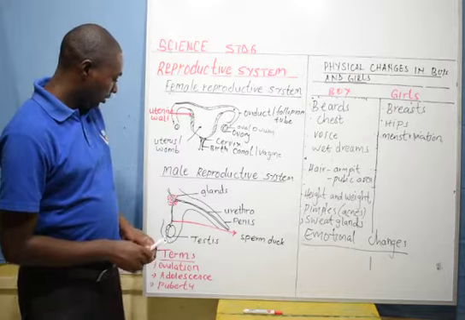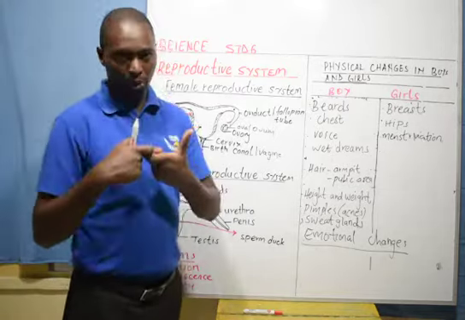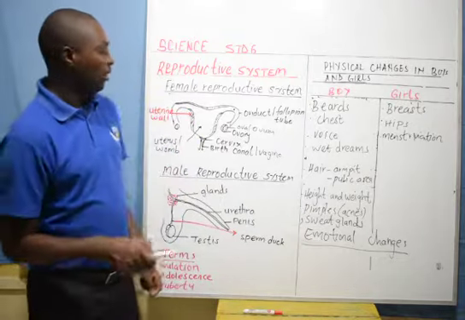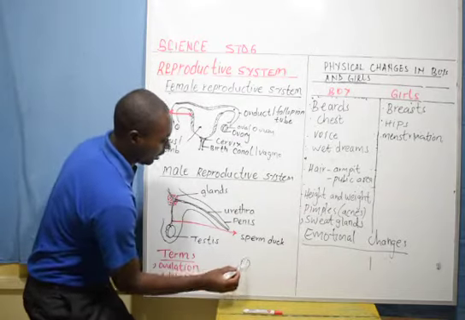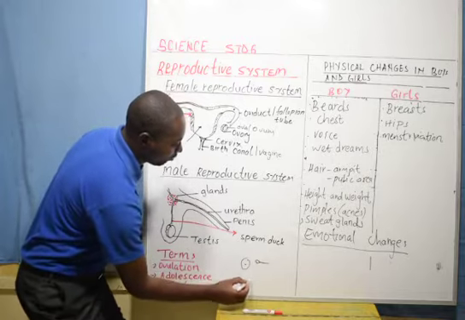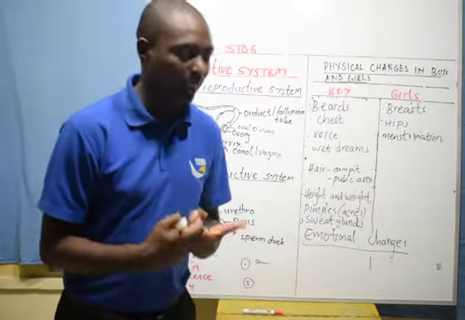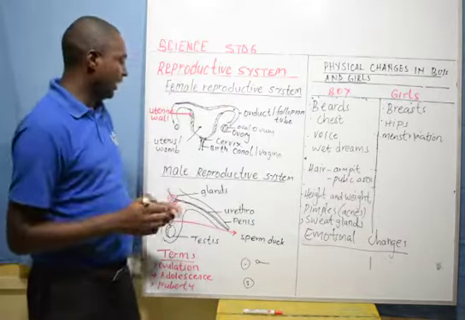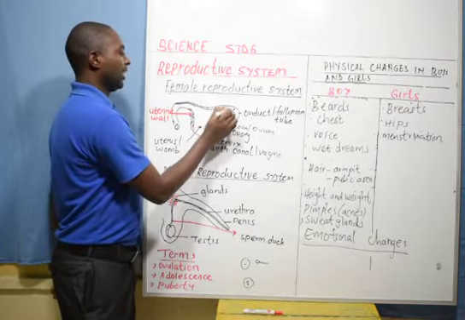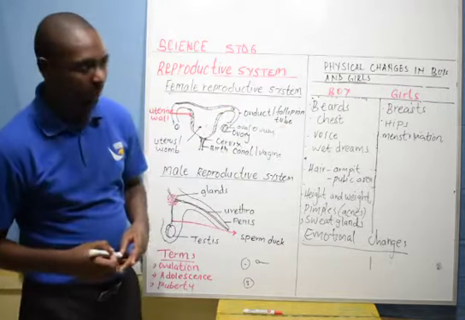Fertilization is another term I would wish to discuss. Fertilization is the fusion, the joining, or the union of the ovum and a sperm. When the two join, they form a single cell. We say fertilization has taken place. That's why I've said fertilization is the union of the ovum from the ovary and the sperms from the male side. When they meet at this point, they join, and we say that fertilization takes place.